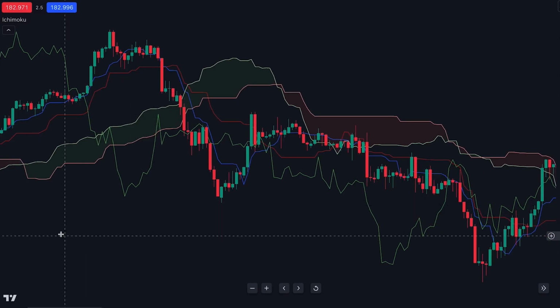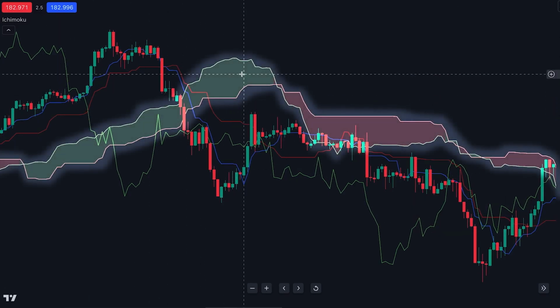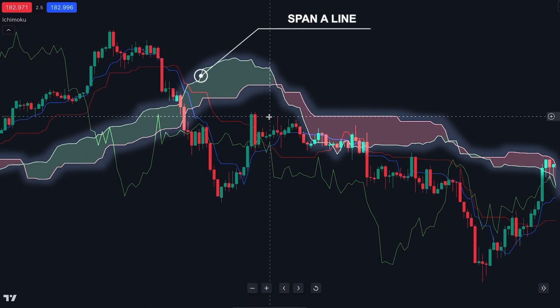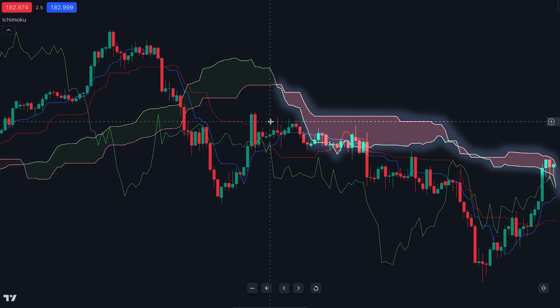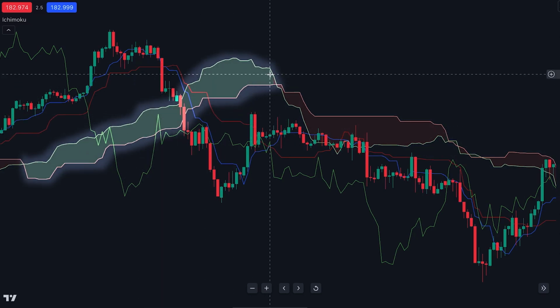Let's start with the most obvious aspect, which is the cloud. The cloud is there to show momentum in the market. It is made up of the span A line and span B line. If the cloud is red, the long-term momentum is bearish, and when green, the momentum is bullish.